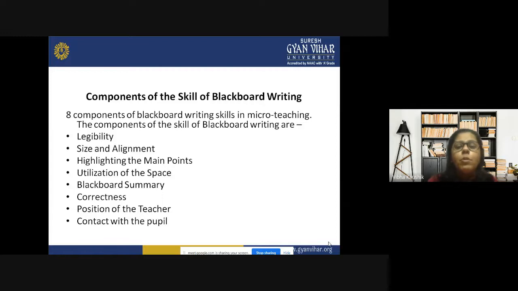Now, components of the skill of blackboard writing. In microteaching we are talking about eight components of the blackboard writing skill. The components are legibility, size and alignment, highlighting the main points, utilization of the space, blackboard summary, correctness, position of the teacher, and contact with the pupil.